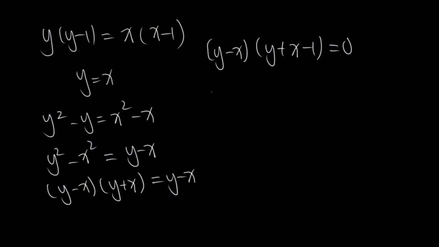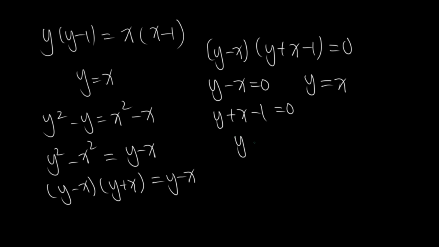There are two solutions to this relation. One is y minus x is equal to 0. The other is y plus x minus 1 is equal to 0. So for the first function, it's just y equals x. That's the simplest linear equation we are familiar with. And the second is also a linear equation. It's y equals minus x plus 1. And the graph would be something like this.